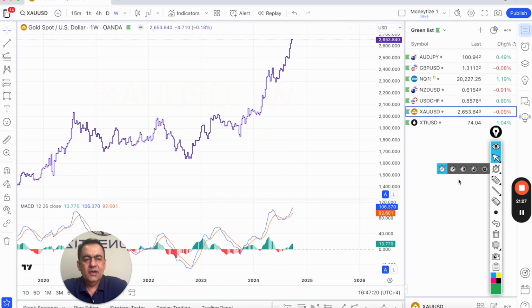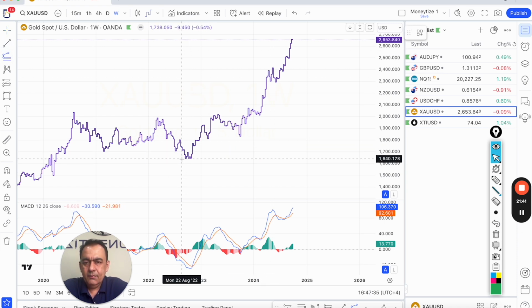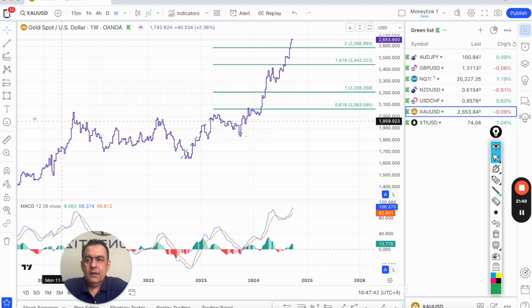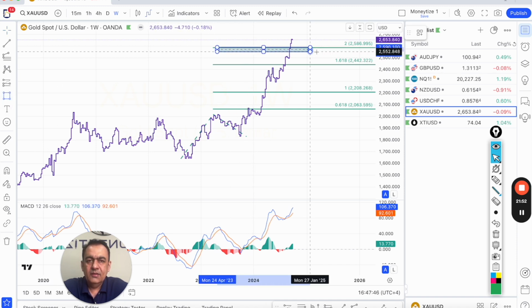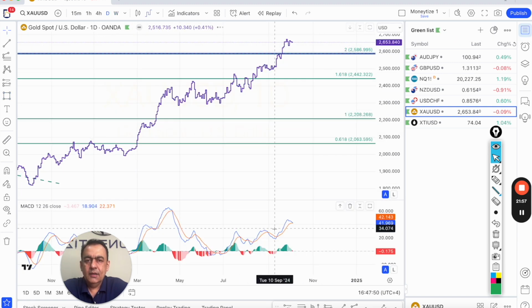See, on the weekly chart, the pattern is still bullish, rising MACD lines, rising histogram. So bearish divergence is not visible on the weekly chart, so it remains ultra bullish. If you want, I can add fib extension here on the weekly frame. And until it holds above 2586 on a weekly basis, no damage to the bullish pattern. Moving to daily now.